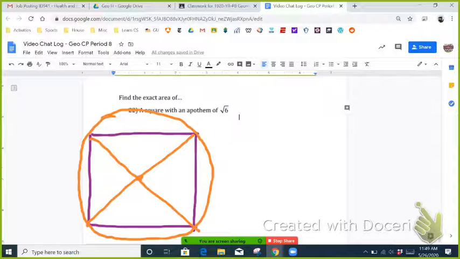And once you divide that purple square into 4 triangles, and all these triangles are congruent, by the way, because of side, side, side, the height of this triangle is the apothem. Alright, so if that's root 6, you can use that to find the remaining side lengths and thus find the area. So these orange radiuses are diagonals.